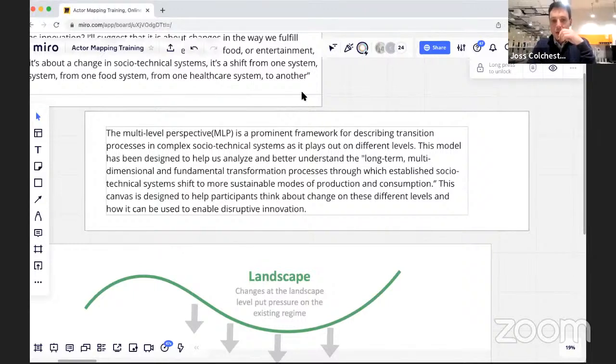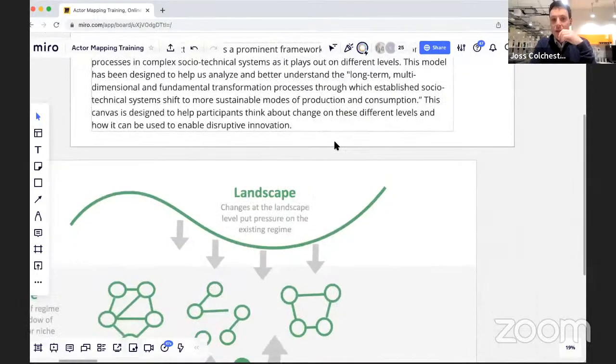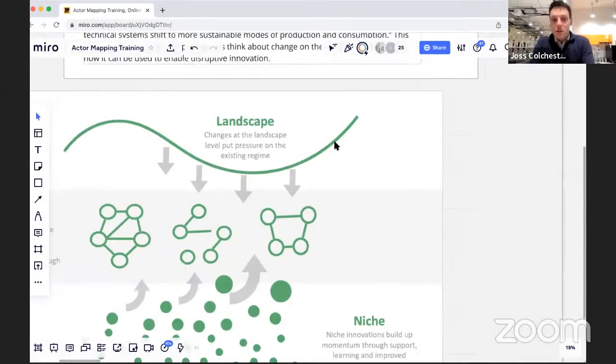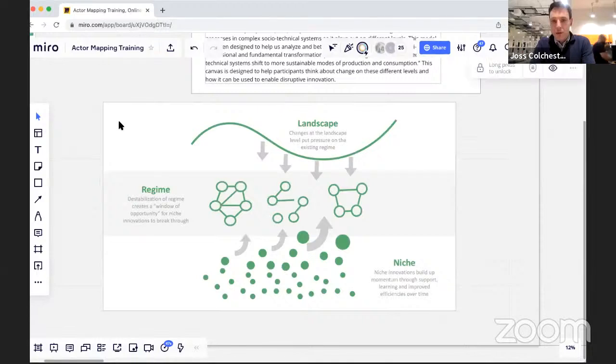The canvas we're going to use is designed to help us help participants think about change on these different levels and how it may be used to enable disruptive innovation. So this is it here, the model. It has 3 levels to the system.